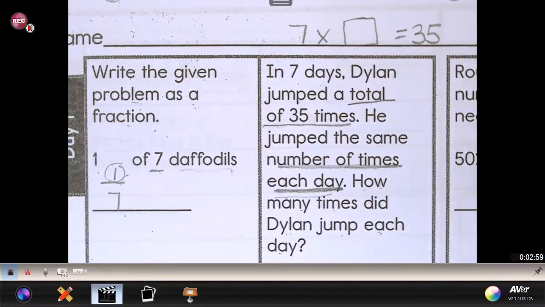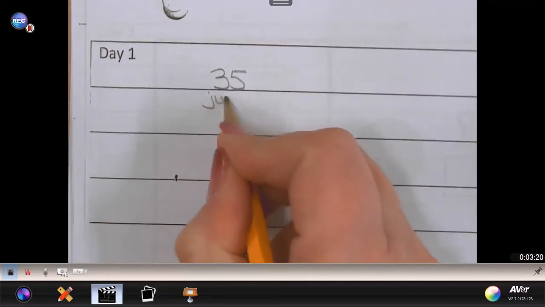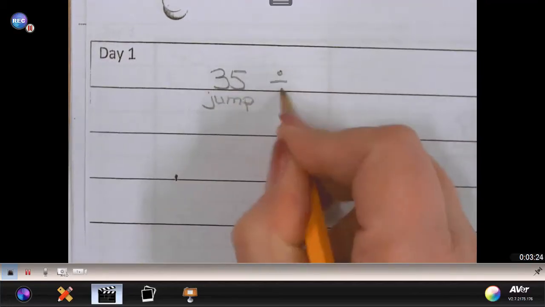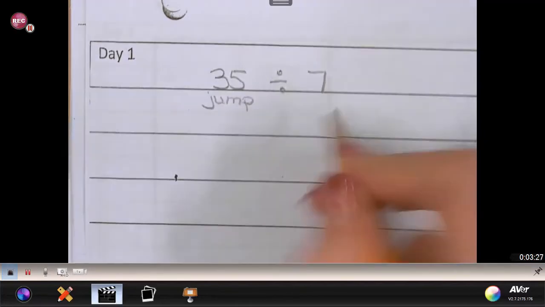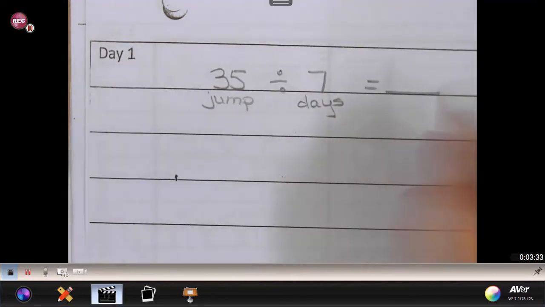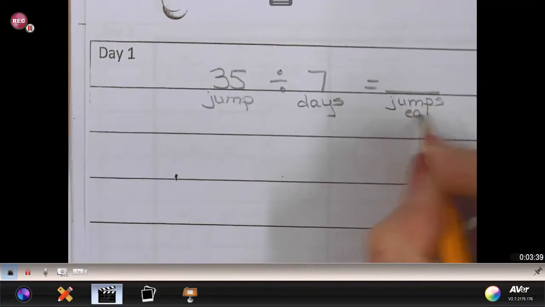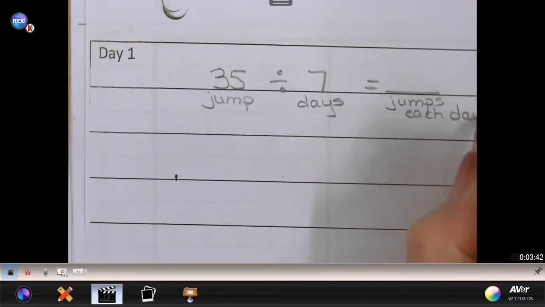So I'm just going to turn to the back of my page. And everybody else is also hopefully making sure that they're writing and showing their work and modeling this, right? So he's going to take these 35 jumps, and he's going to break them up into 7 groups. And the groups are the days. And he wants to know, or somebody wants to know, how many jumps each day did he perform?